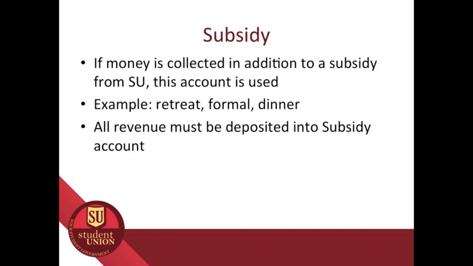The subsidy account applies to events where you are allocated a certain amount of money from SU for an event, but you're also charging attendees to cover some of the cost. For example, let's say it's a $15 per person dinner and SU allocates $10 per person for that dinner, and you're charging the remaining $5 to people who are attending. That would be considered a subsidy event.